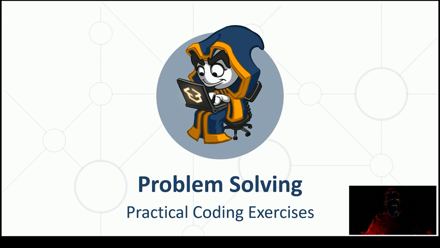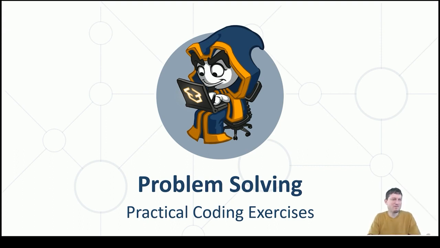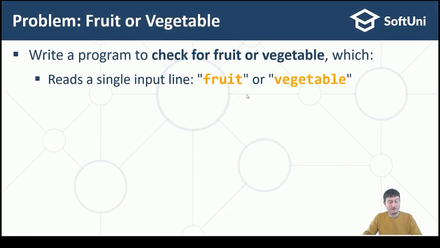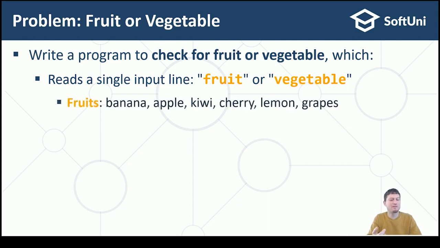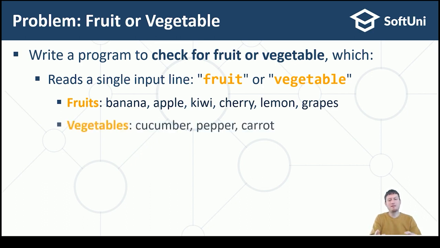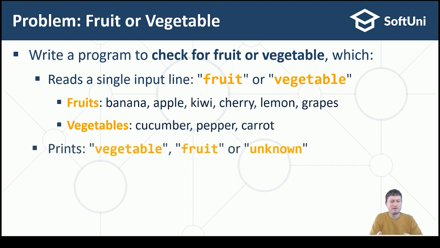Hello again. Now I will help you to solve the problems you had to practice for your practical coding exercises. And I will start from the first problem, which is called fruit or vegetable. It's about writing a program to check for fruit or vegetable. It reads a single line of text. It might be either fruit or vegetable. So we consider that fruits are banana, apple, kiwi, cherry, lemon, and grapes, and vegetables are cucumber, pepper, and carrot, and everything else is a noun.